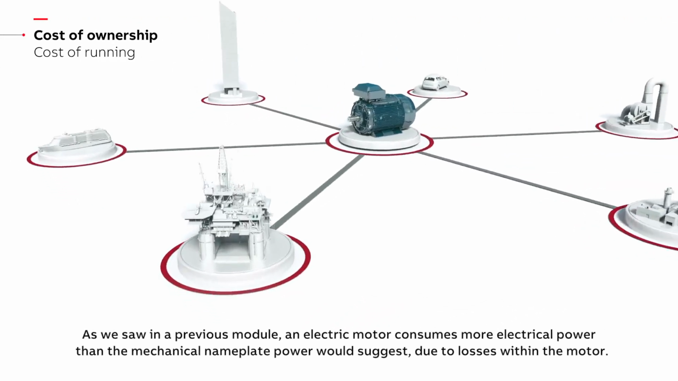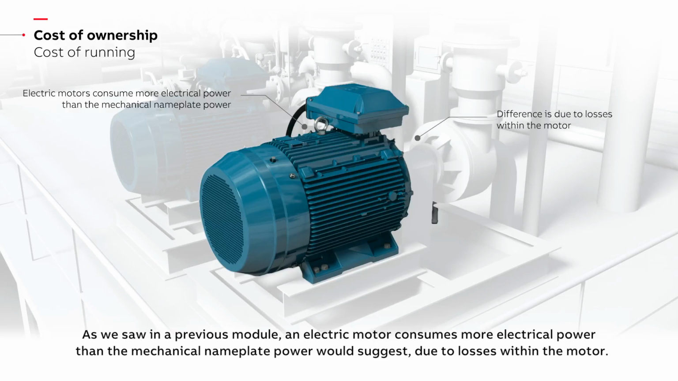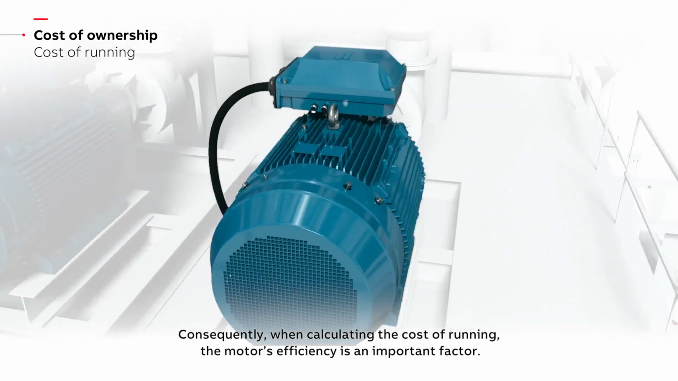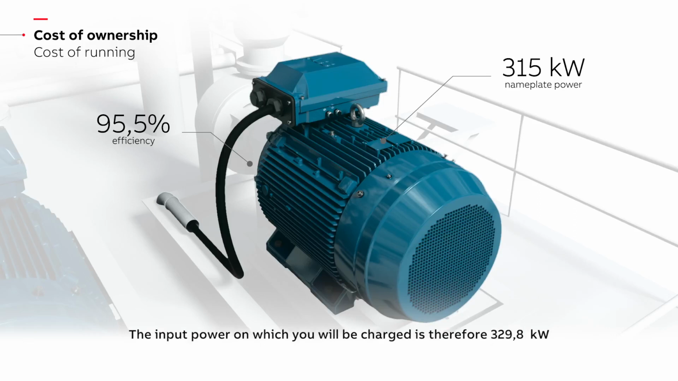As we saw in a previous module, an electric motor consumes more electrical power than the mechanical nameplate power would suggest, due to losses within the motor. Consequently, when calculating the cost of running, the motor's efficiency is an important factor. Let's consider a 315 kilowatt motor with a 95.5% efficiency, used in a continuous process in the oil and gas industry. The input power on which you will be charged is therefore 329.8 kilowatts.